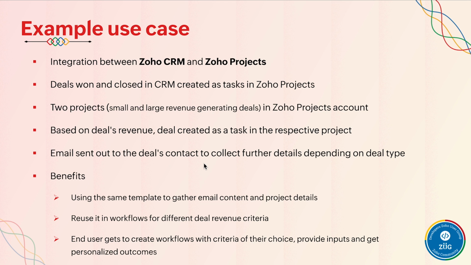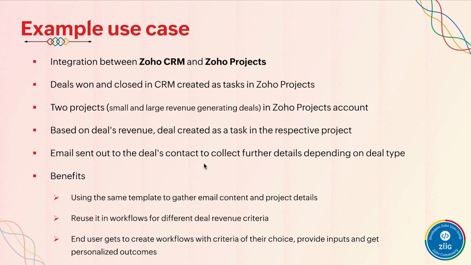So in the custom action template, we will be creating a UI in order to gather details like the email subject, the email's body message, and in which project the deal has to be created as a task. So these details will have to be collected from the end user. And the common action is going to be sending out the email and creating the deal as a task in your Zoho Projects. So using the custom action feature, we are going to achieve this.